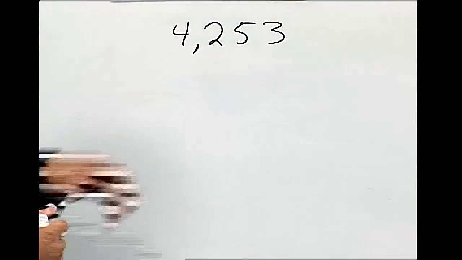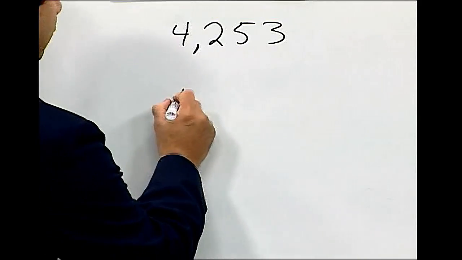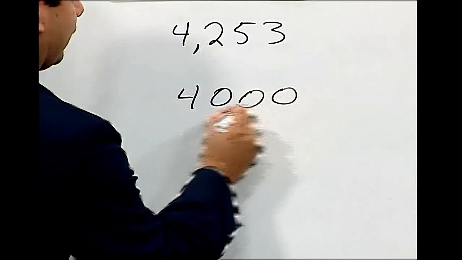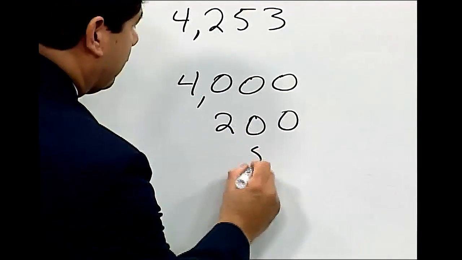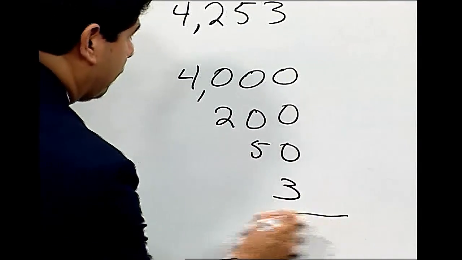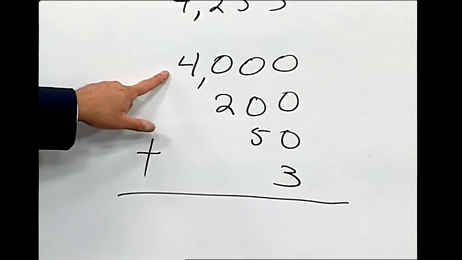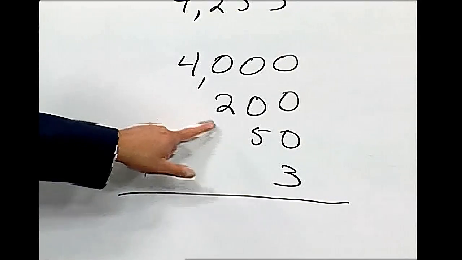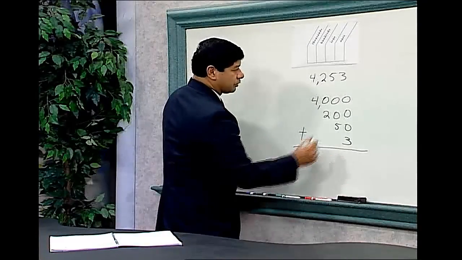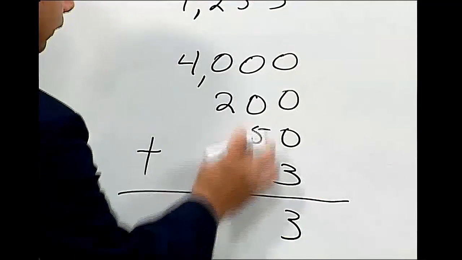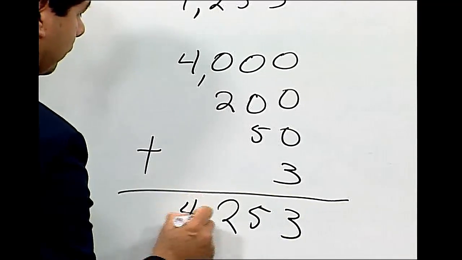Well, again, another way to look at this would be 4,253. We have 4,250 and 3. So we can very easily indicate where we have 4 thousands, 2 hundreds, 5 tens, and 3 ones. Let us combine all four numbers, and we have our 3, our 5, our 2, and our 4.